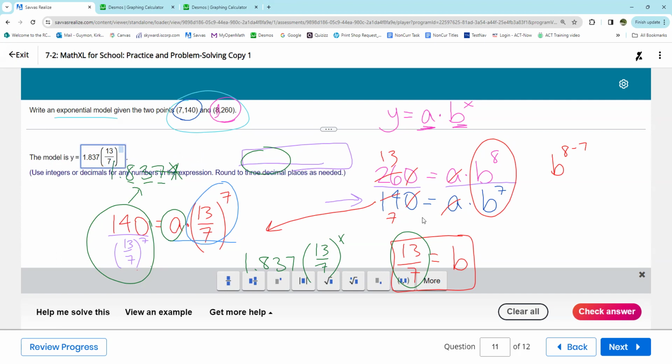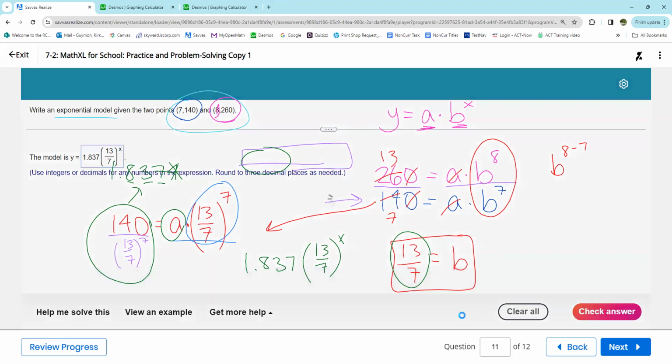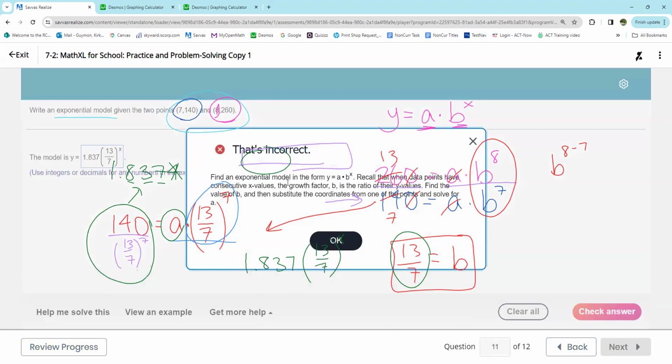One bad part is if you give up. So 1.837, put my parentheses in, 13/7. Close my parentheses, use the shift 6 to do the caret to get the exponent, or you've got the exponent button down here we've just been using also, to the x power. Let's check that out. Uh-oh, see? Did it again. Something's not right in my process here.